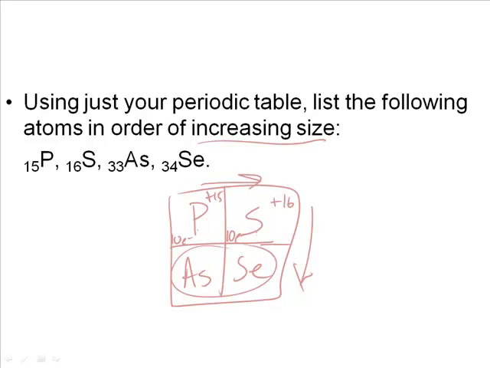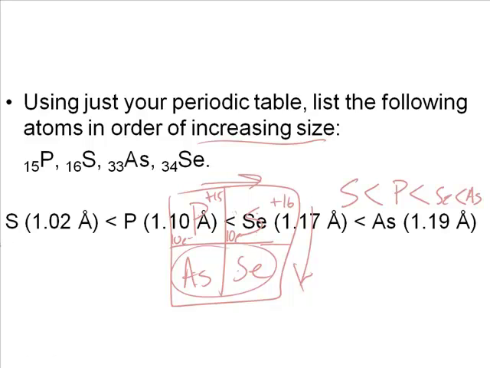So therefore we would say that sulfur is going to be smaller than phosphorus because it has more protons but the same number of core electrons. So sulfur is going to be the smallest, and then phosphorus. Then when we jump down, we know that these two are going to be bigger than the upper two, but we know selenium is going to be smaller, and then arsenic is going to be the largest. So sulfur, and this is the measurement here.